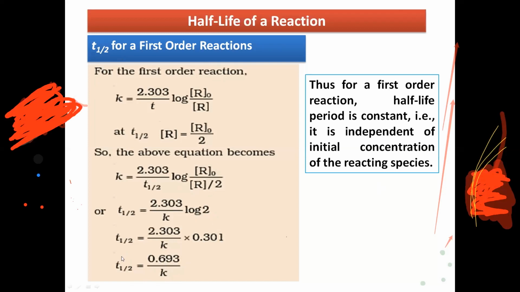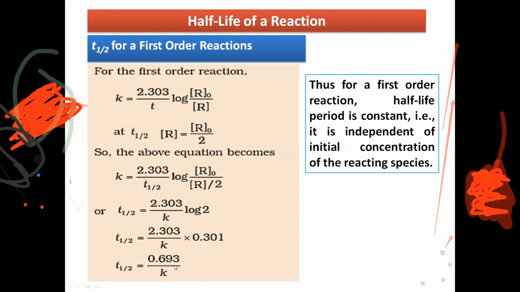You can see very clearly that in the t half expression, the initial concentration is not mentioned anywhere. What does that mean? t half is independent of the initial concentration. This is a very important relation. Several times they may ask direct questions, graphical questions or MCQs on whether t half for a first order reaction is independent or dependent on the initial concentration of the reactant.